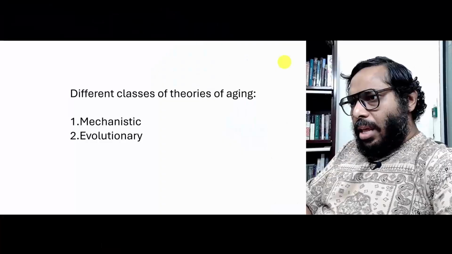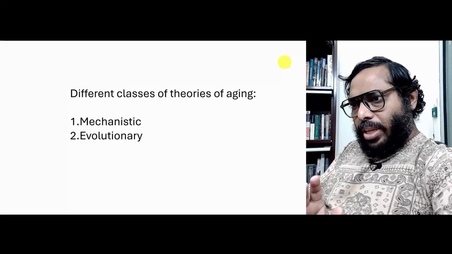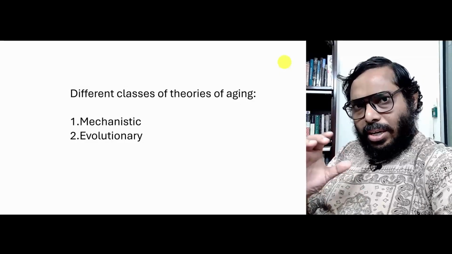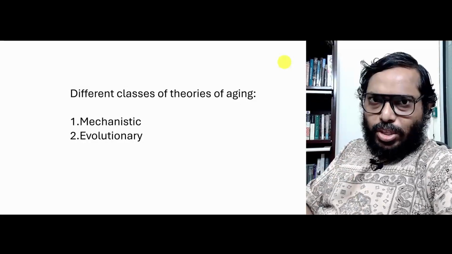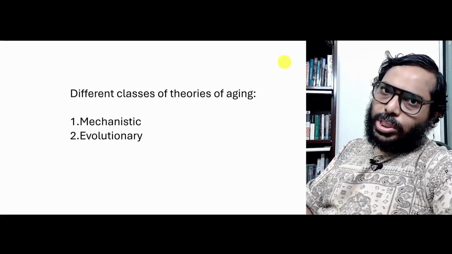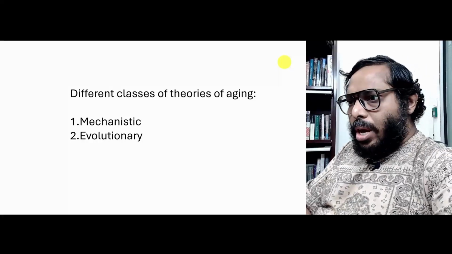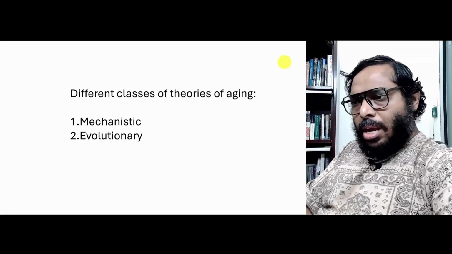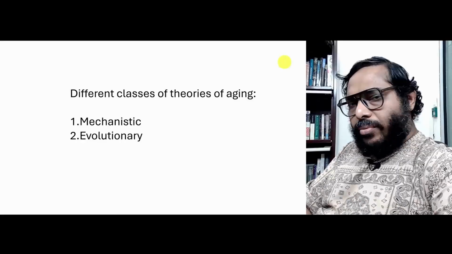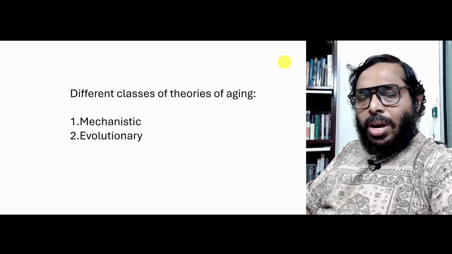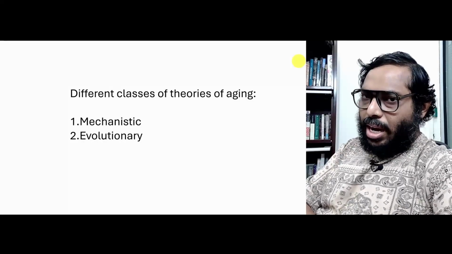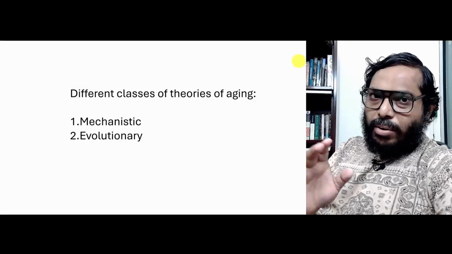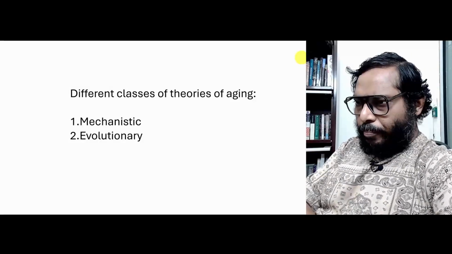So, if we look at the theories of aging, there are different classes of them, and there are two broad classes, the so called mechanistic theories of aging and the so called evolutionary theories of aging. In this discussion we are going to look at the first category, the mechanistic theories of aging, and as I said, we are only going to look at a few more prominent ones.